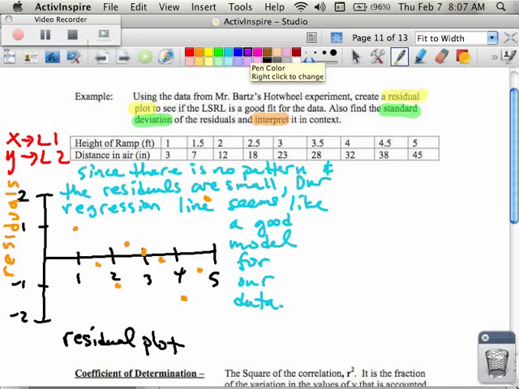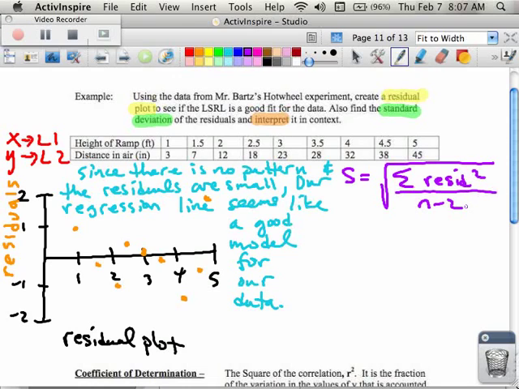Part 2. Find the standard deviation. From the previous page, we know that our standard deviation is the square root of the sum of the residuals squared divided by n minus 2. So here's an easy one. How many things were in the table? Let's try our counting again. 1, 2, 3, 4, 5, 6, 7, 8, 9. Yes, n is 9. So down here in the bottom of the fraction, that n is going to be a 9.